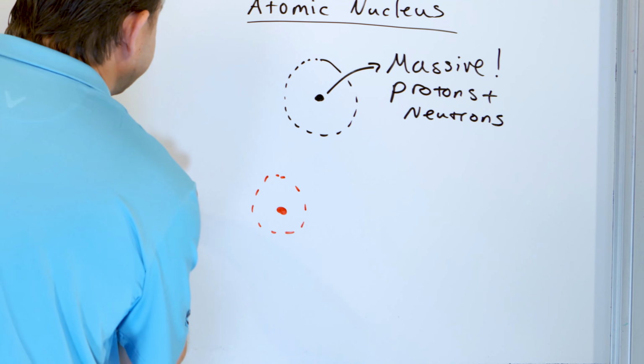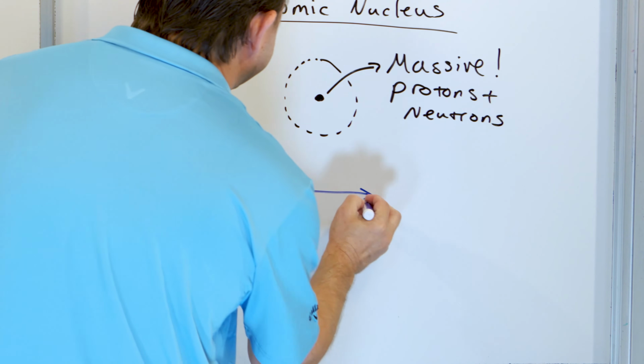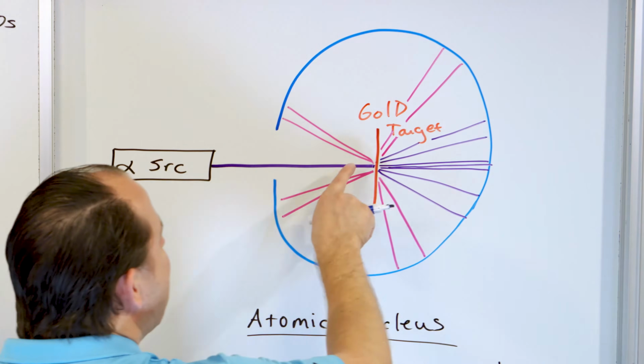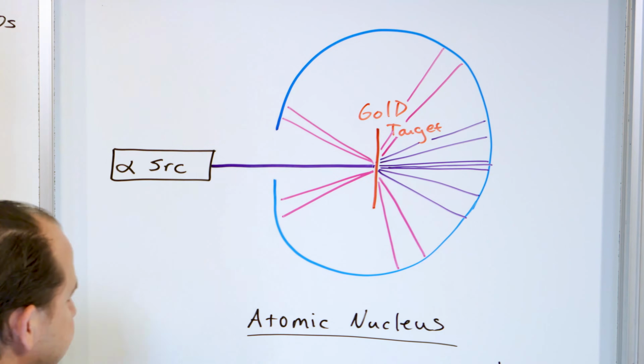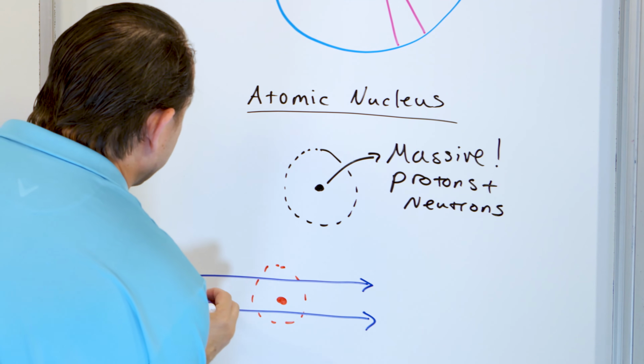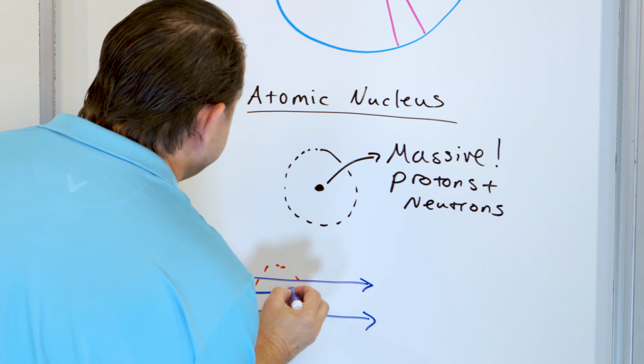Well, if a particle is shot through the empty region, it goes right through. That explains why the beam does go through most of the time. But maybe occasionally, one of these times, the particle goes right next to the nucleus and it bounces off at some angle like this.